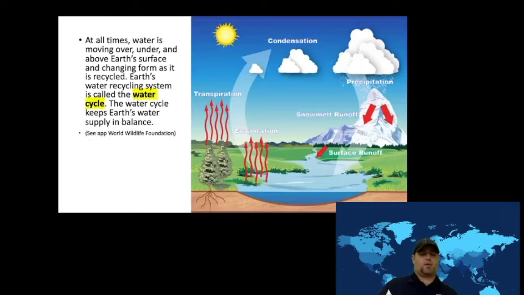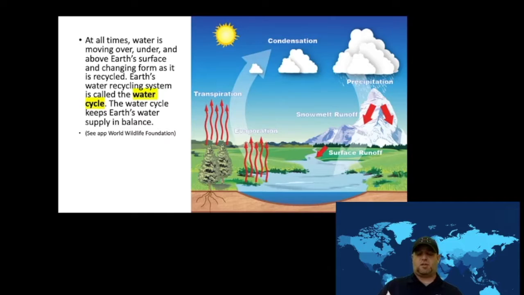At times, water is moving over, under, and above Earth's surface and changing form as it is recycled. This is where we talk about the water cycle. Earth's water cycle system is called the water cycle. The water cycle keeps Earth's water supply in balance.